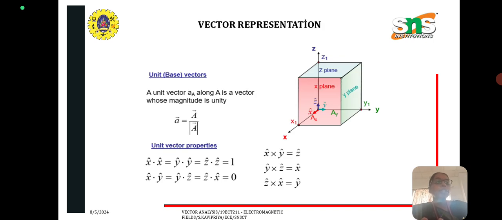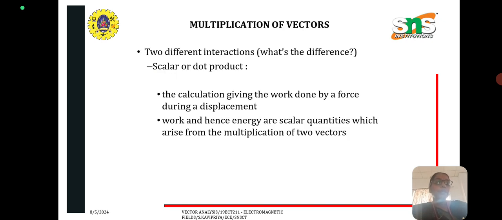And we have a unit vector. The unit vector along A is the vector whose magnitude is unity. We represent the unit vector as a hat A is equal to vector A by modulus of vector A. Unit vectors have certain properties. x dot x, y dot y, and z dot z are equal to 1, whereas x dot y, y dot z, and z dot x are equal to 0. x cross y is equal to z, y cross z is equal to x, and z cross x is equal to y.